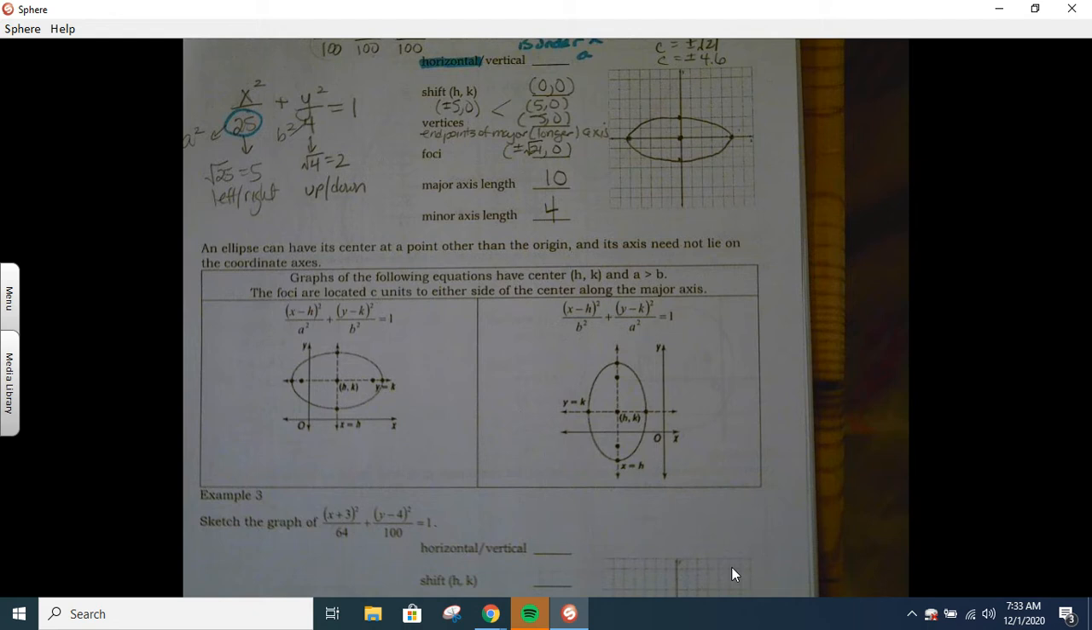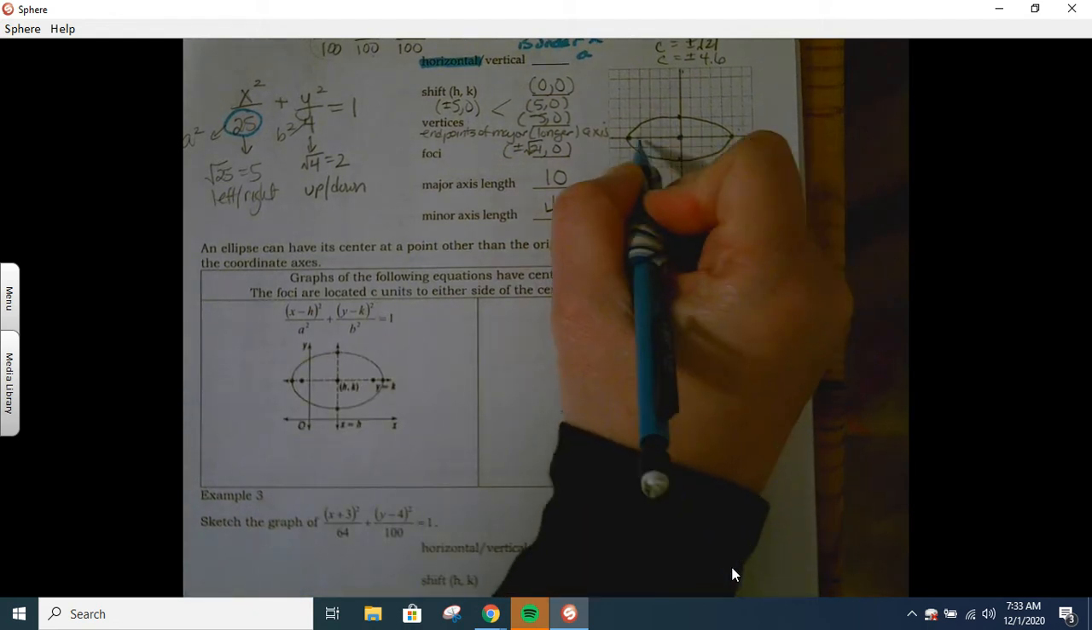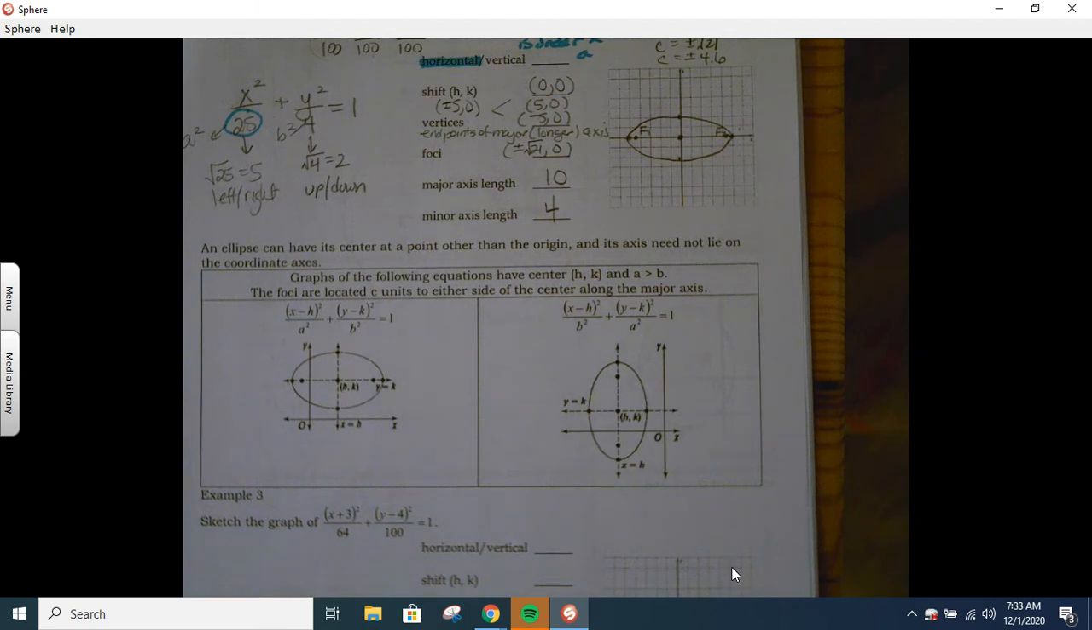But the foci are always along the major axis. So from the center, I'm going to go 4.6. I'm just going to have to estimate where that is to the left, and 4.6 to the right. And I label one F1 and I label the other F2.